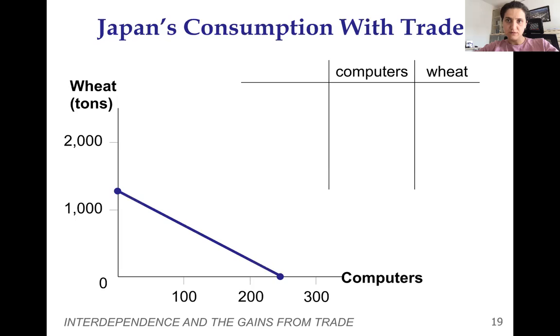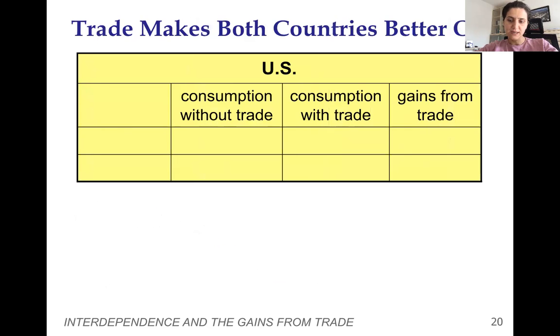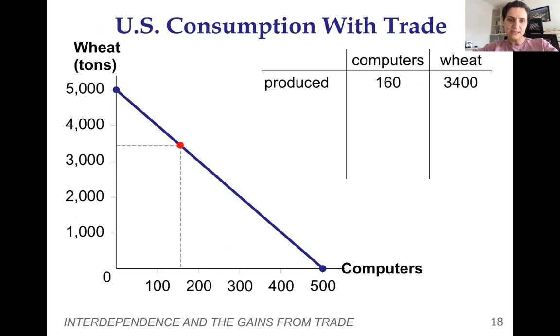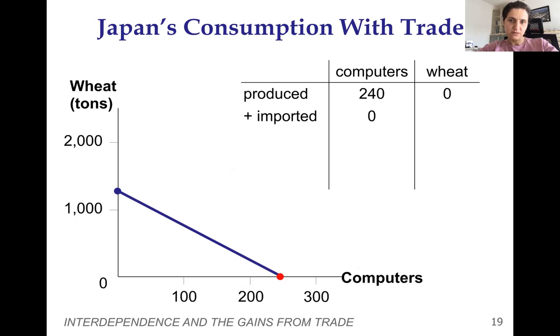Similarly for Japan. Okay, Japan produced 214 computers, and they imported 700 tons of wheat from the US, and they exported 110 units of computers. So in total, they have 130 units of computers and 700 tons of wheat. Okay, again, this is outside of their production possibility frontier.